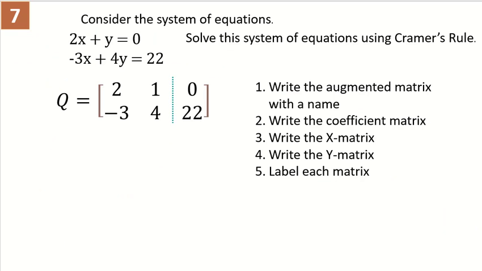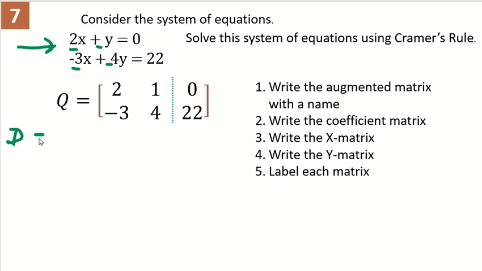All right, for question number 7, we have a system of equations. We're going to solve the system using Cramer's rule. So we set this system up as an augmented matrix. I've named it matrix Q. You can name it whatever you like. And I'm just going to take the coefficient matrix, which are all of these numbers in front of the x's, the numbers in front of the y's, everything's lined up. And I'm going to find the determinant of that matrix.